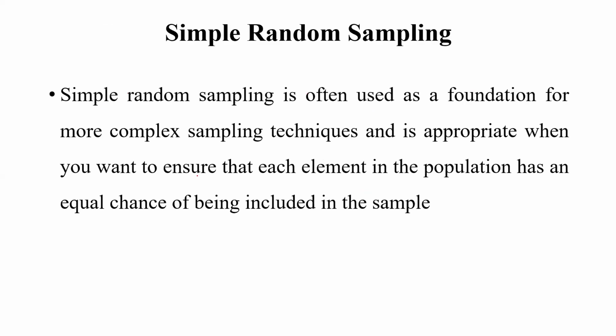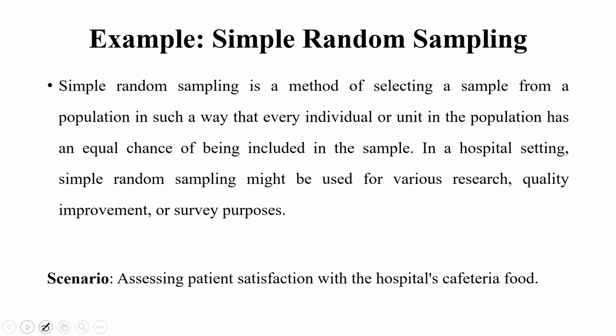So, in summary, simple random sampling is often used as a foundation for more complex sampling techniques and is appropriate when you want to ensure that each element in the population has an equal chance of being included in the sample. This is all about the basic information about simple random sampling. Now we have one example we need to understand. So, an example for simple random sampling.